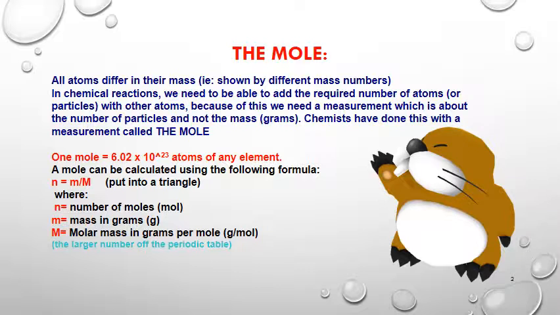And a mole can be calculated using the following formula. The number of moles, n, equals the mass, lowercase m, divided by the molar mass, big M, which is in grams per mole. The units of the mole are mol. The units of mass are grams, g, and of course the molar mass is in grams per mole.